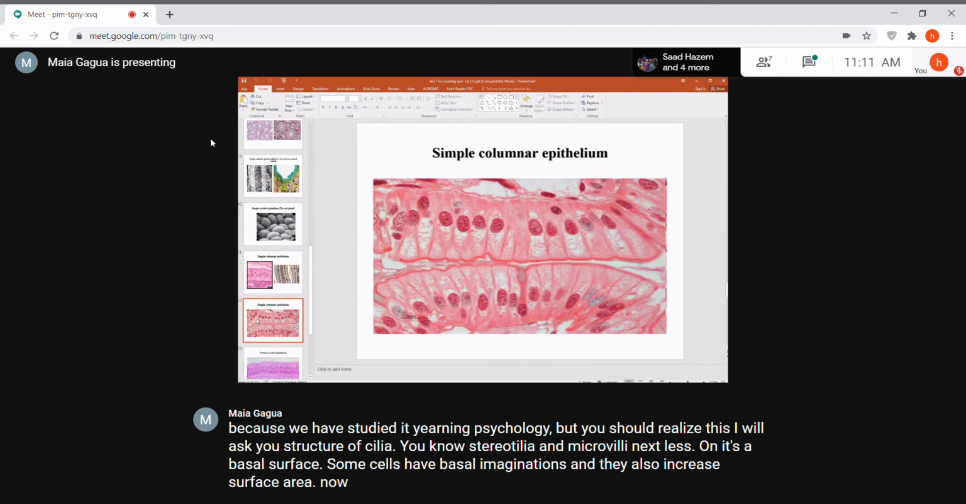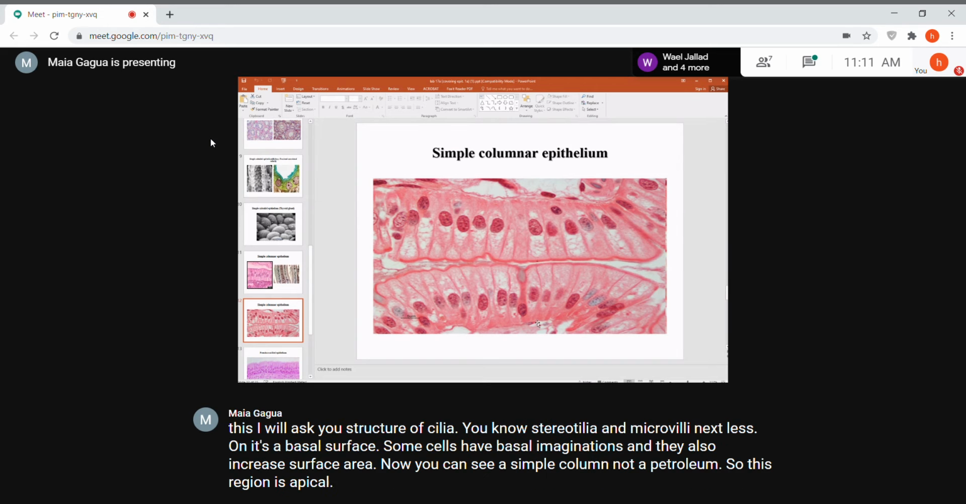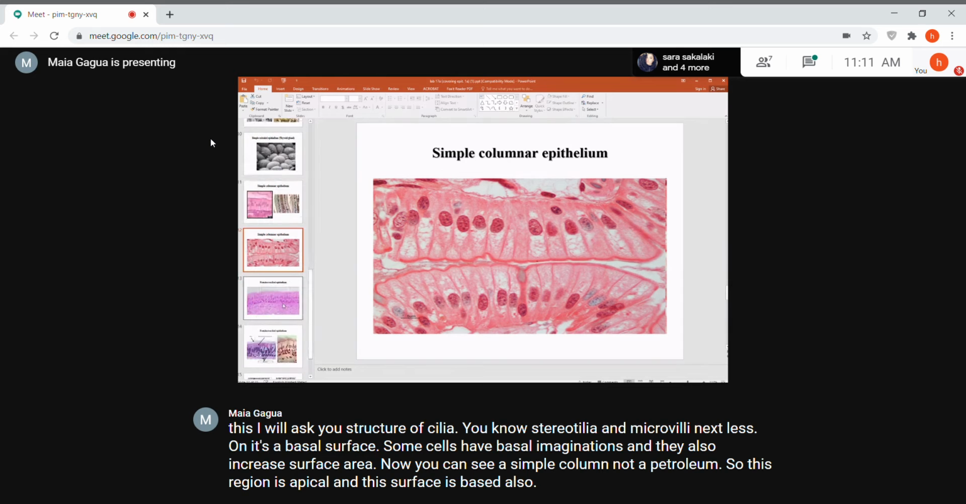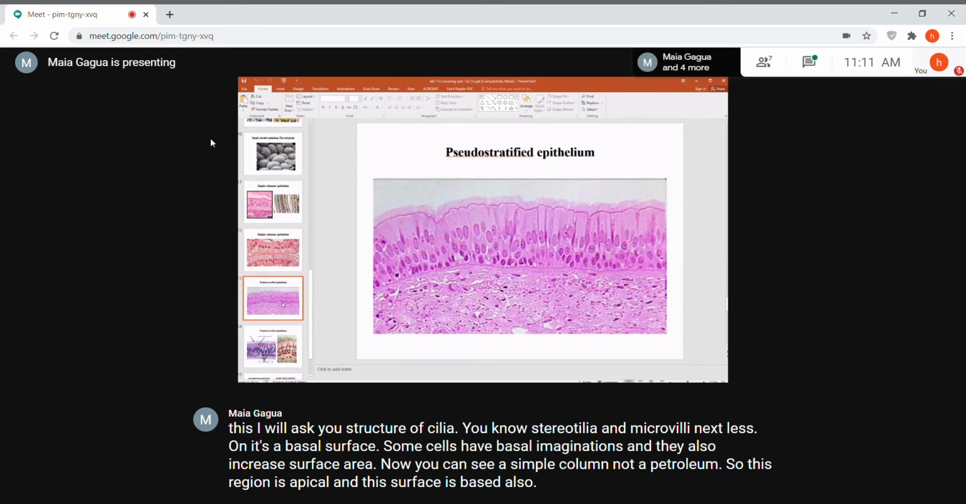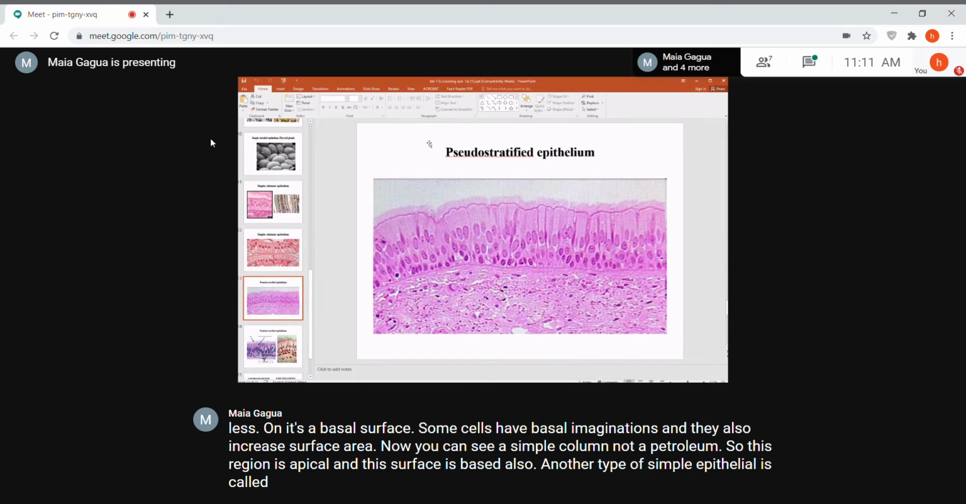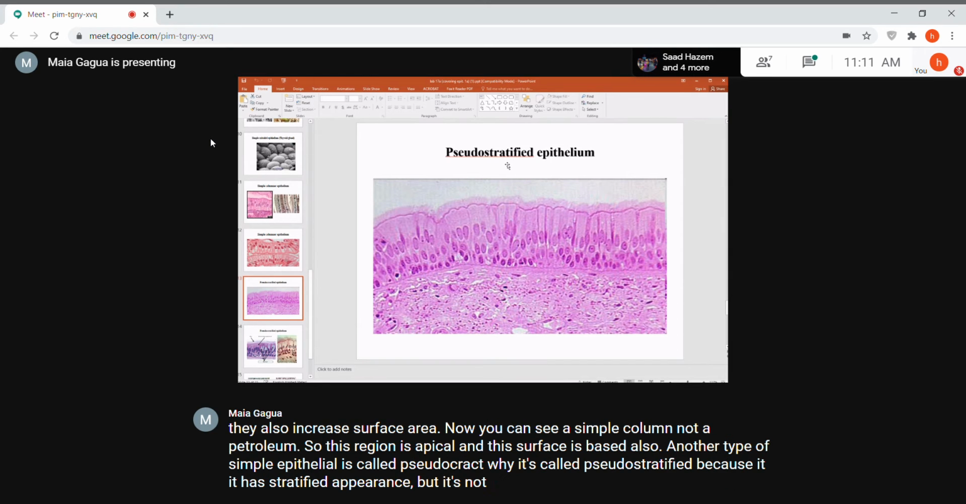Now you can see a simple columnar epithelium. So this region is apical and this surface is basal surface. Another type of simple epithelia is called pseudostratified. Why it's called pseudostratified? Because it has stratified appearance, but it's not stratified.